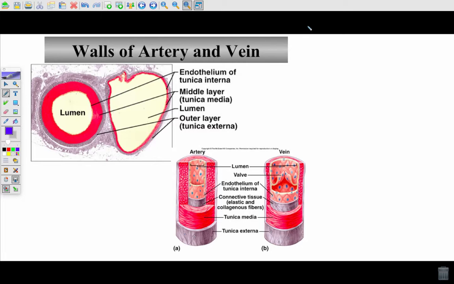Here's the walls of an artery or vein. So this is the artery over here, and this is the vein. Notice this thick layer of smooth muscle in that artery and how thin it is in the vein.